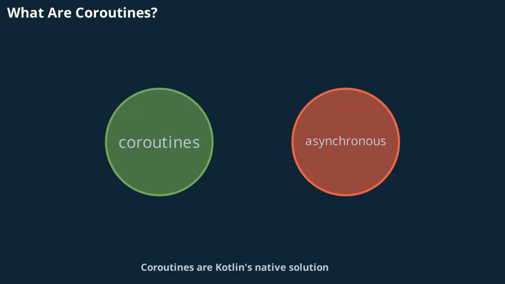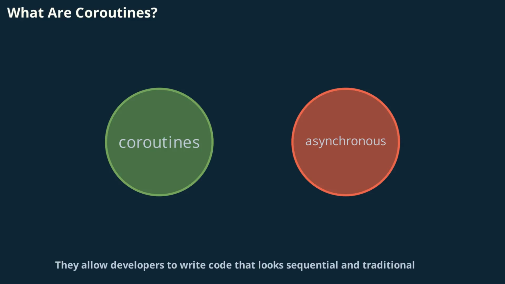Coroutines are Kotlin's native solution for writing asynchronous and non-blocking code. They allow developers to write code that looks sequential and traditional, but actually leverages suspending functions and structured concurrency. This means you can handle tasks like network requests or database operations without blocking the main thread, making your apps more responsive and efficient. Coroutines simplify complex asynchronous programming, letting you focus on logic rather than thread management.